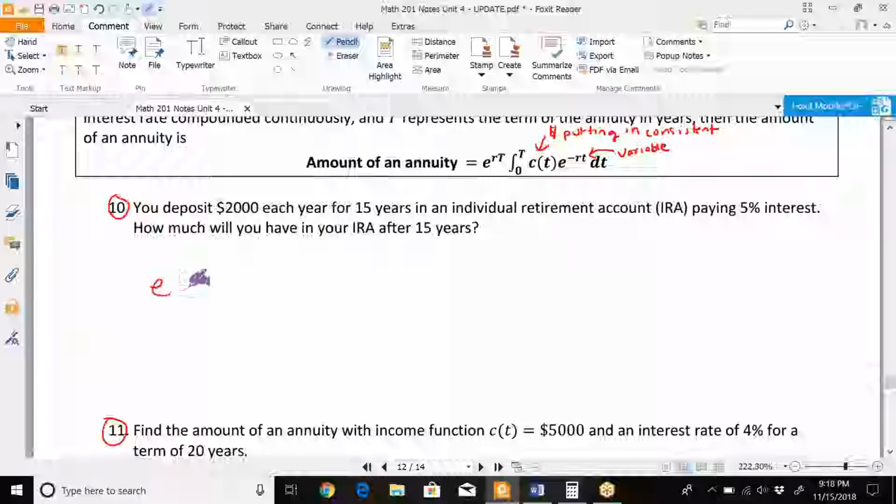So this would be E to the 0.05, because that's my rate. I'm letting it sit for 15 years, because remember, big T is the number of years. So that's going to go from 0, which was my starting point, to 15 years. The initial deposit that I make every year is $2,000, or continuous deposit, I should say. And then I have my E to the negative 0.05, and then this is little t. It's not the same thing as 15 years. And then that's going to be dt.